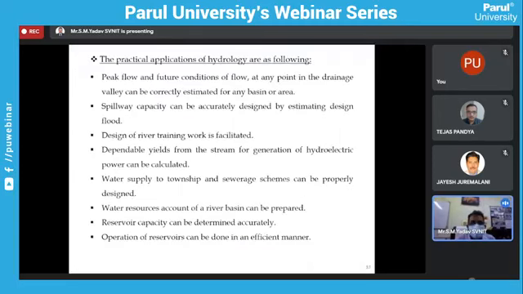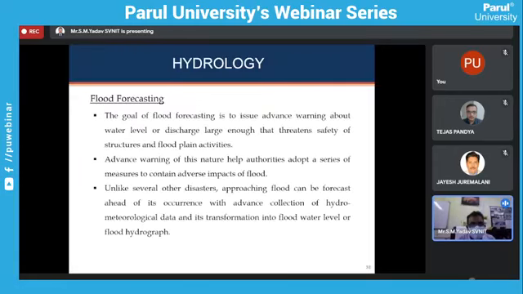The practical applications of hydrology can be used for peak flow and future flow conditions, spillway capacity, design of spillways, design of river training works, dependable yields from the stream for generation of hydroelectric power, water supply to townships and sewerage schemes, water resources account of a river basin, reservoir capacity, and operation of reservoirs. All this can be done using the knowledge of hydrology.